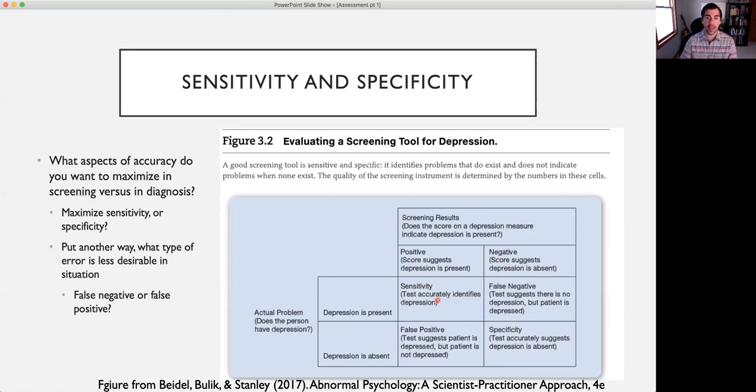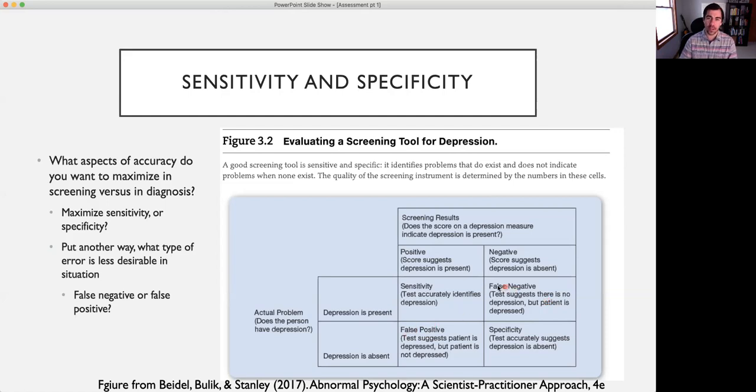And we're trying to minimize our misses, and there are two different ways to miss. We can get a false positive, meaning that our measure suggests that depression is there when in reality it's not. Or we can get a false negative, meaning that our measure suggests that depression isn't really there, when in reality the person actually does have depression. So we can have a false positive and a false negative.